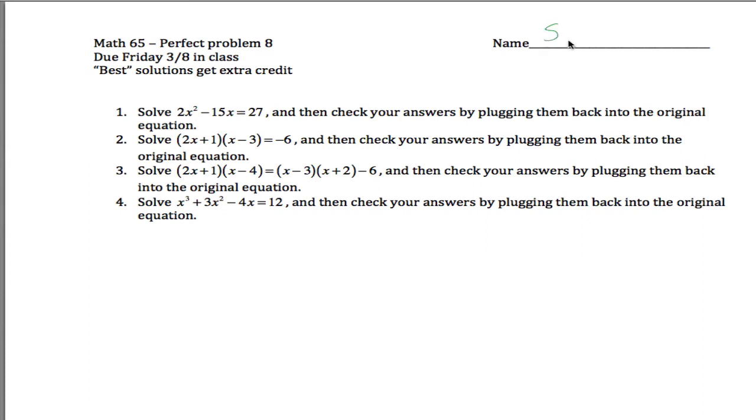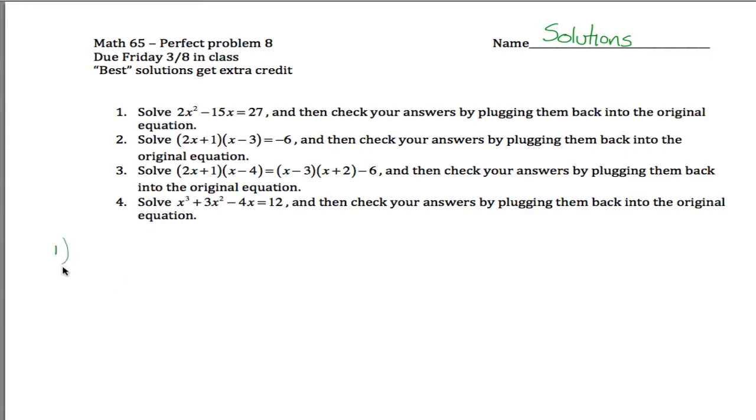All right, here are solutions to the practice problems. What are we up to here? Problem set 8 for Math 65. We're doing a bunch of factoring, basically. We're going to try to solve these equations, and we'll do so by using all the factoring tricks we've learned.